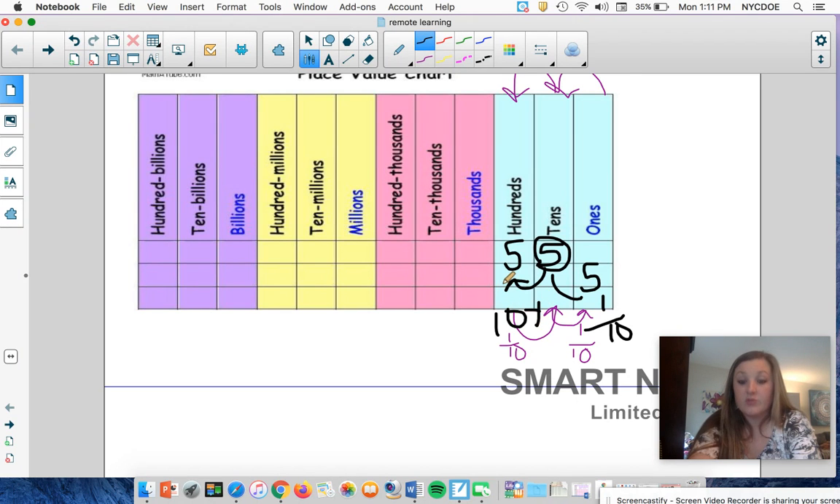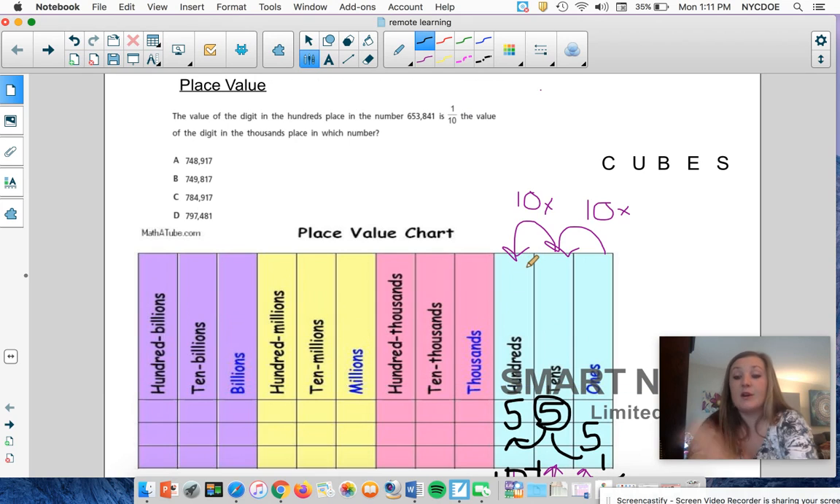So using what we know about place value relationships, we know every time you move to the left, your number gets 10 times larger. Every time you move to the right, even with decimal points, it gets 1/10 smaller.